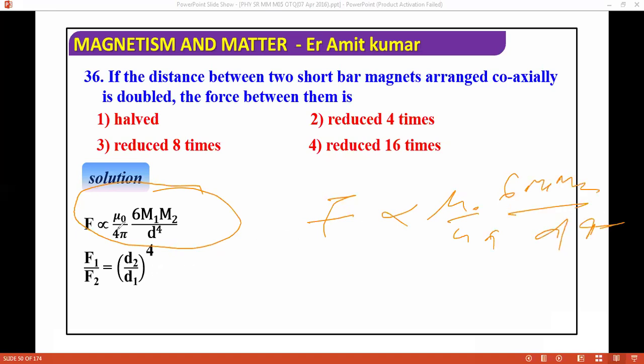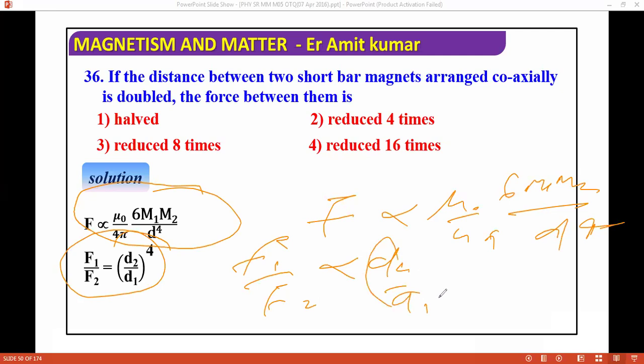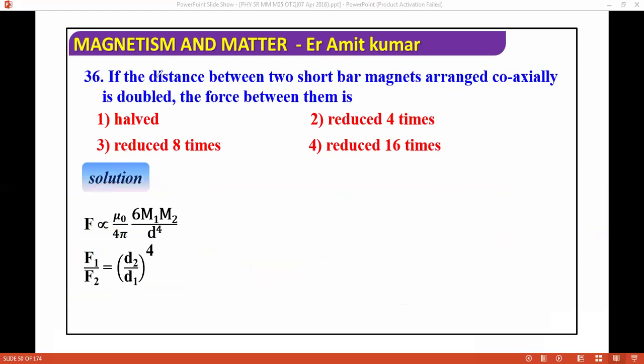From here we observe that F1 by F2 is proportional to d2 by d1 to the power 4. This is an important formula for JEE examinations. If you know that you can solve the questions, otherwise you can't. So the force is proportional to d2 by d1 to the power 4. This is for bar magnets, not for poles.